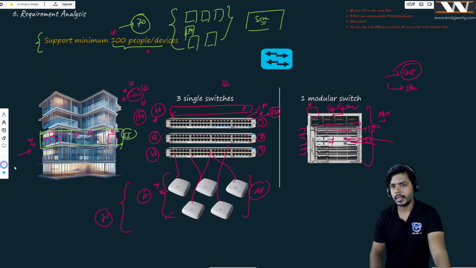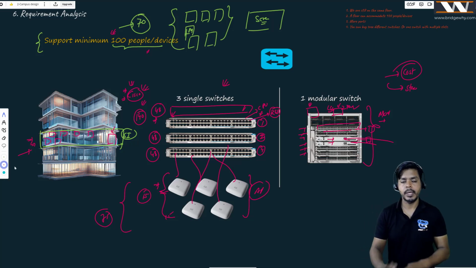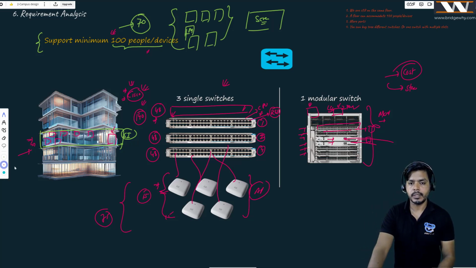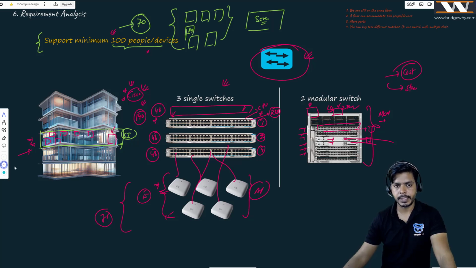But to begin with, we are just talking about 100 people, right? And now suppose we have decided on 3 switches and 5 access points. Then we would also need the router. So from now on, mostly I will be showcasing these switches with their symbol itself. You all know the switch symbol. I will not be including the pictures of these devices, right?